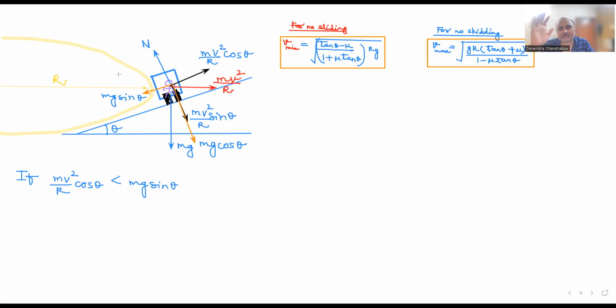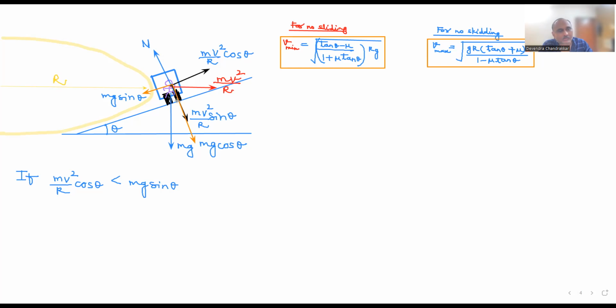If mg sin theta is greater than mv square by r cos theta, then what will happen? The object will try to slide. Yes or no? Yes. All of you. Ramya, Shri, Nirakshana, Navina. Yes, sir. Okay. Sarvesh. Yes, sir. Now pay attention.